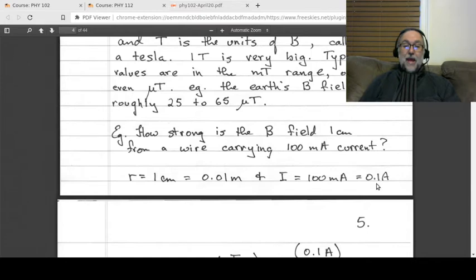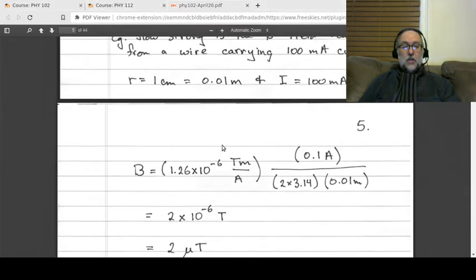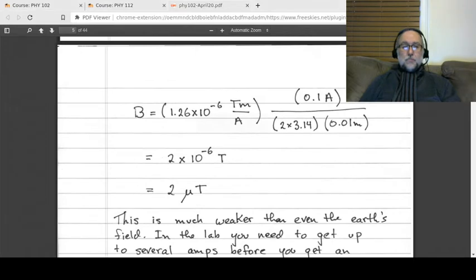So 100 milliamps is 0.1 amps, and we just plug that into the equation above. So there's mu naught multiplied by the current, divided by 2 times pi times R, and it works out to be 2 times 10 to the minus 6 Teslas. 10 to the minus 6 is micro, so it's 2 microteslas.